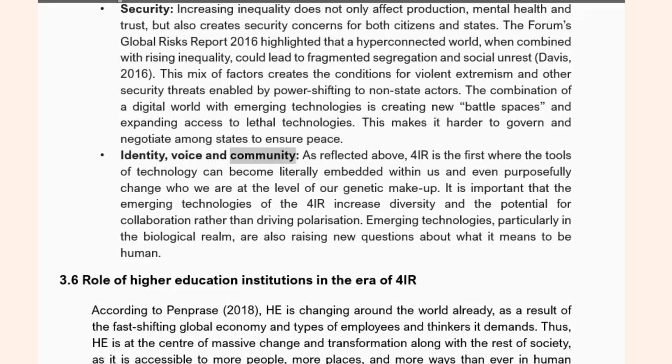Identity, voice, and community. As reflected above, 4IR is the first where the tools of technology can become literally embedded within us and even purposefully change who we are at the level of our genetic makeup. It is important that the emerging technologies of the 4IR increase diversity and the potential for collaboration rather than driving polarization. Emerging technologies, particularly in the biological realm, are also raising new questions about what it means to be human.